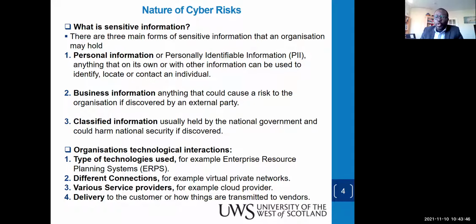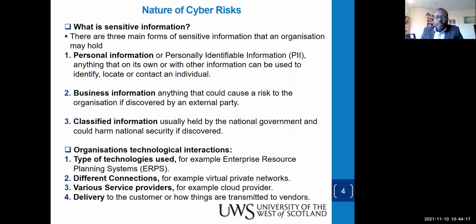Every organization holds some information. It could be business information that gives them leverage over competitors. They also hold personally identifiable information about their employees or even about their suppliers, about any individual, information that should not just be released. And also, they hold classified information that gives them competitive advantage. Sometimes classified information is normally entrusted to them so that they keep it.